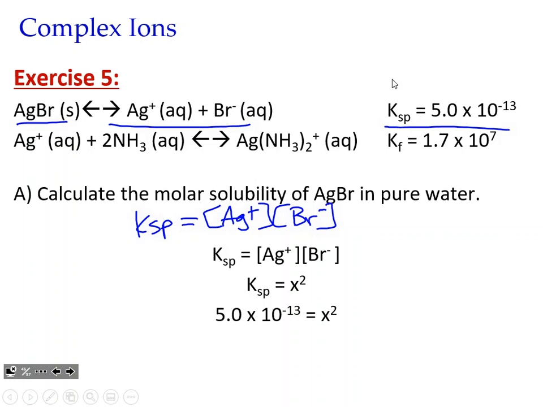So the square root of 5 times 10 to the minus 13, what's that going to give us? Anyone calculate? Yay! There we go. 7.1 times 10 to the minus 7 molar. This is how much of the silver bromide can dissolve in pure water per liter. How many moles per liter it can dissolve.